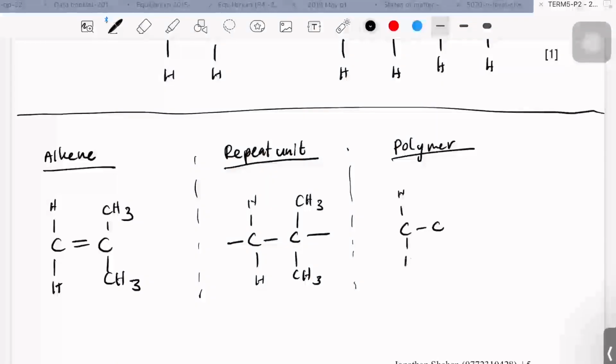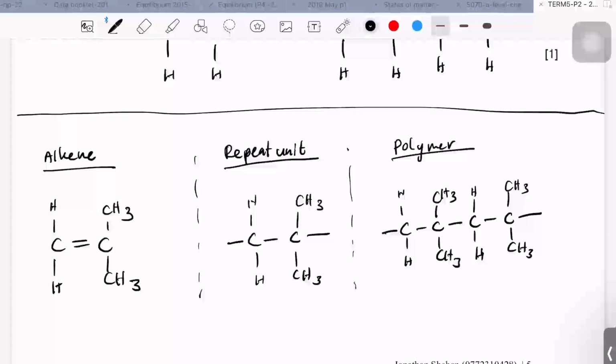So one CH3 here, CH3 here. Then combine to the other one. CH3 here, CH3 here. Then is this complete? No. Bond at the start and also at the end. Right, so that's how you draw the polymer and the repeat unit when the structure of the alkene is given.